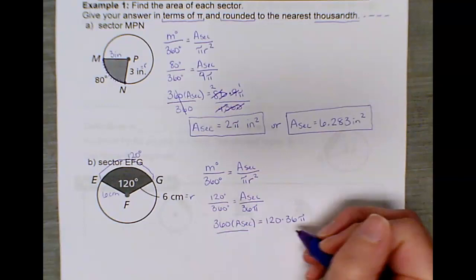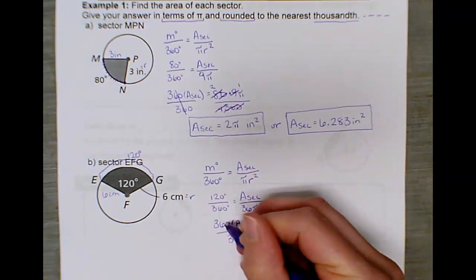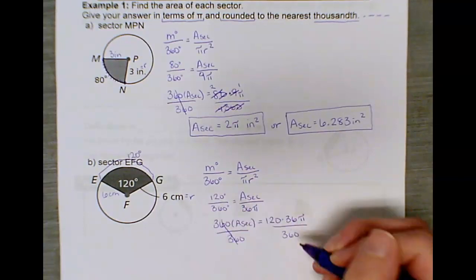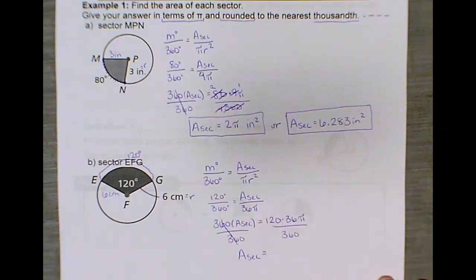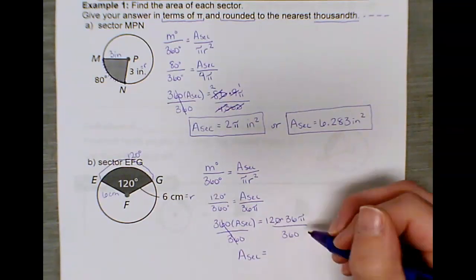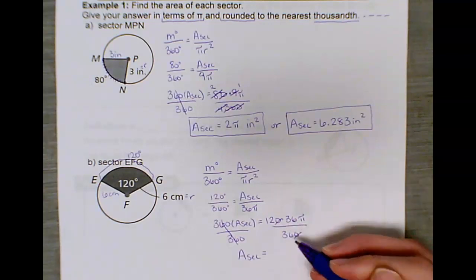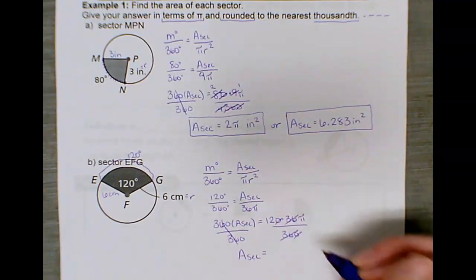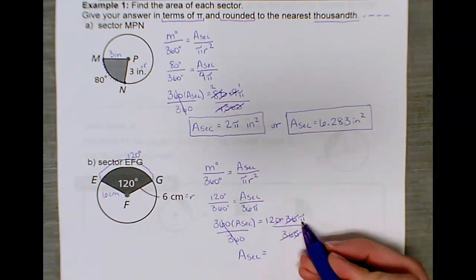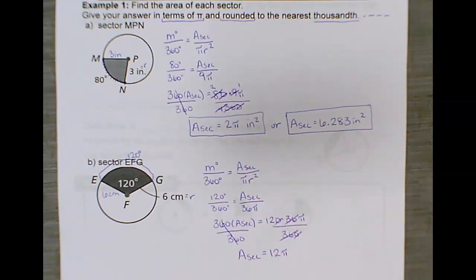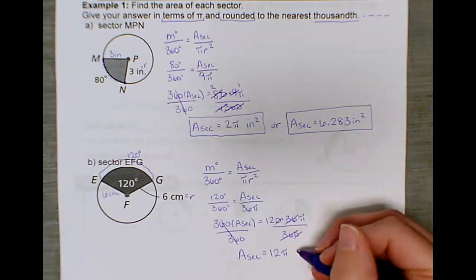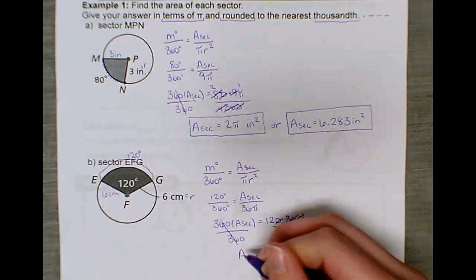I divide by 360. I get the area of the sector equals, and then I need to simplify. I can cancel out my zeros. I have a 36 and a 36, which can also be canceled out, and I'm left with 12 pi. And I'm measuring this in centimeters squared because it is area.